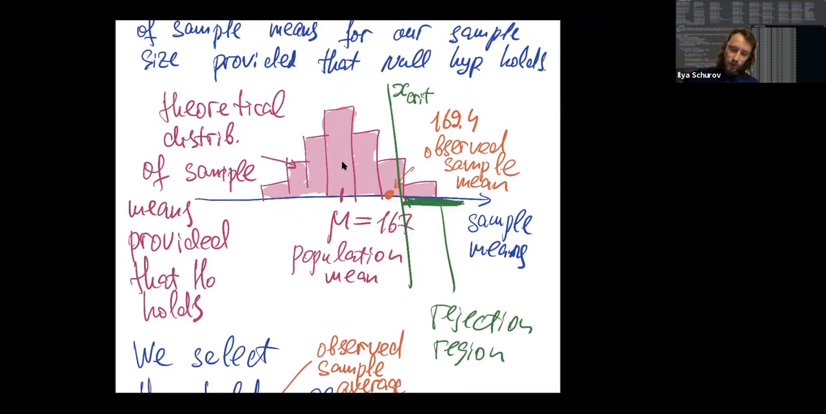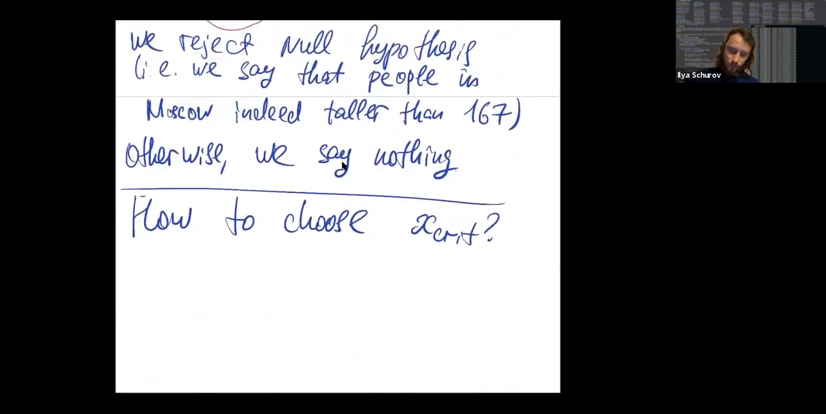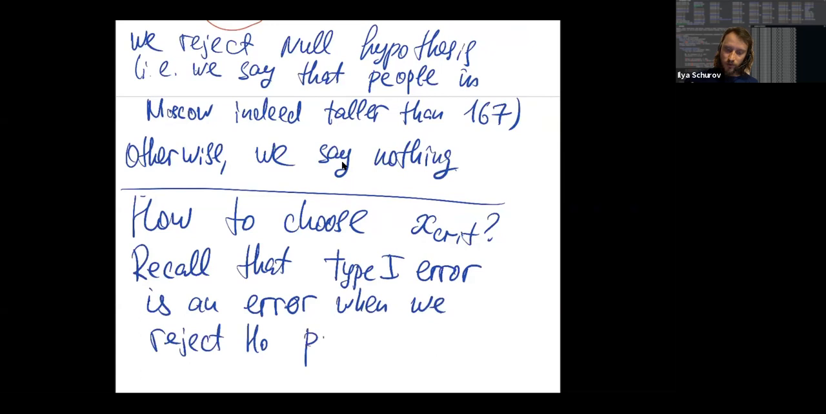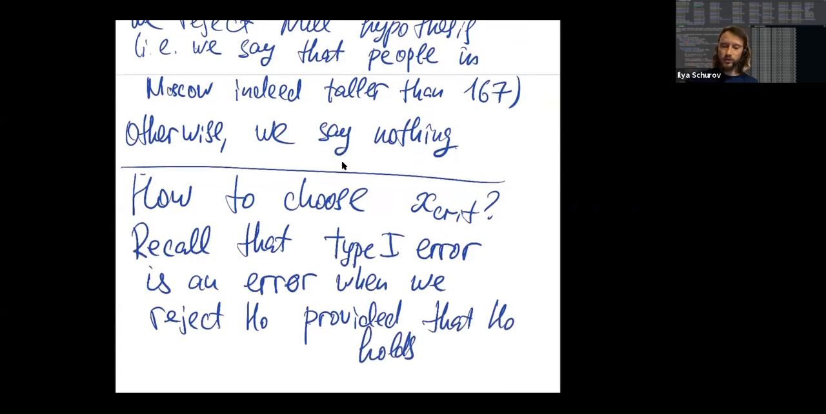Let me recall that type one error is an error when we reject null hypothesis, provided that null hypothesis holds. So in fact, people in Moscow are not taller than 167, but we say that they are taller. And this is called type one error.